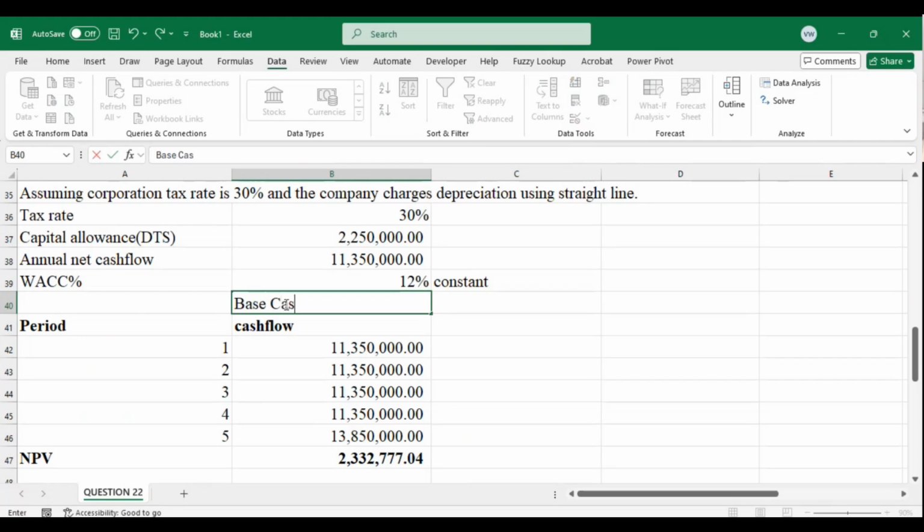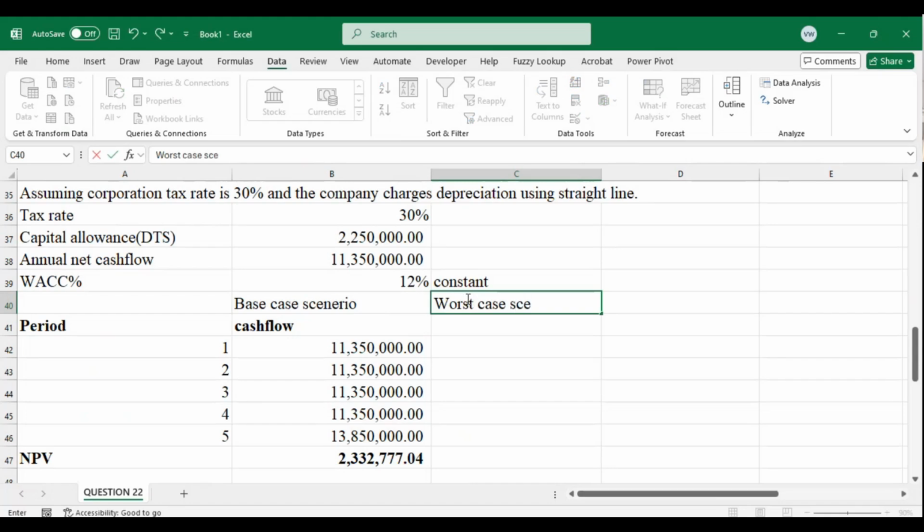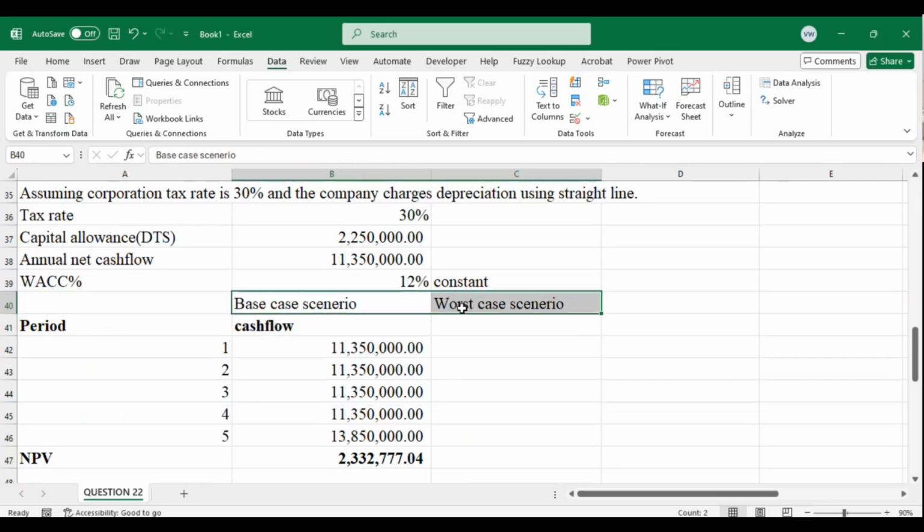And call this the best case scenario. And I can call this maybe the worst case scenario. Just now, for the sake of presenting the answer clearly, as much as we've gotten the answer, we also have to be able to make it easier for the person looking at our work to also get a picture of what is happening.